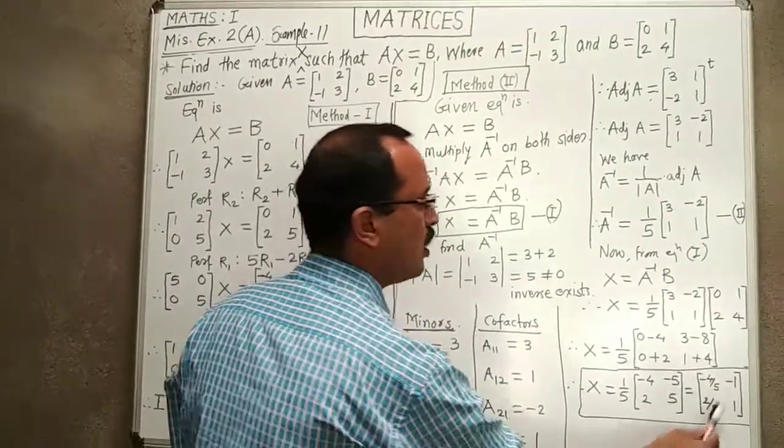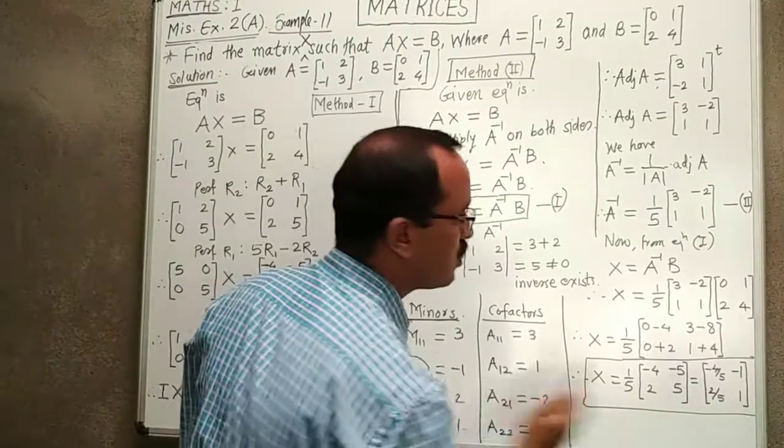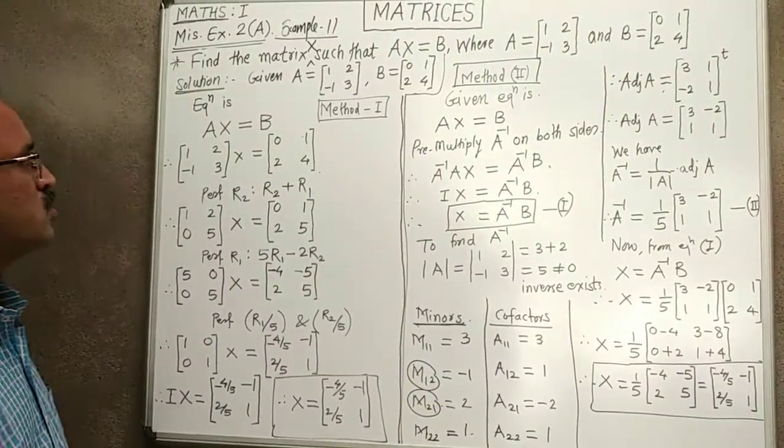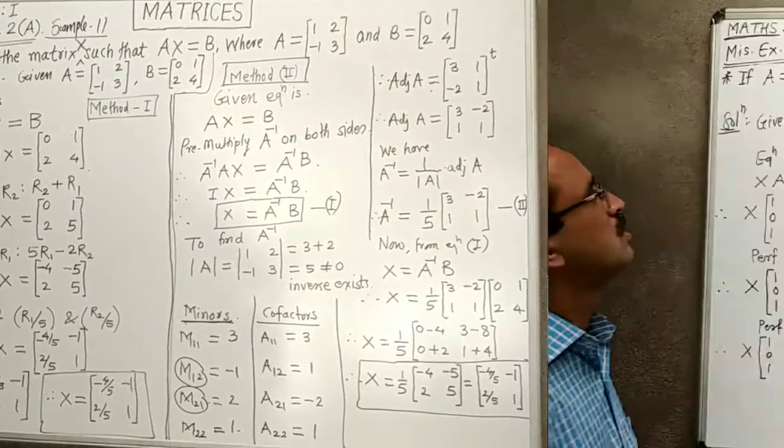This is also the value of X. We see that this X and this X are the same matrix. So in this way we calculate the matrix X.